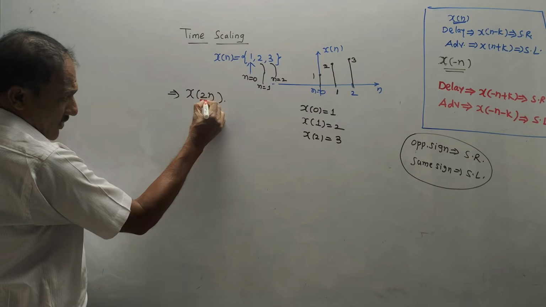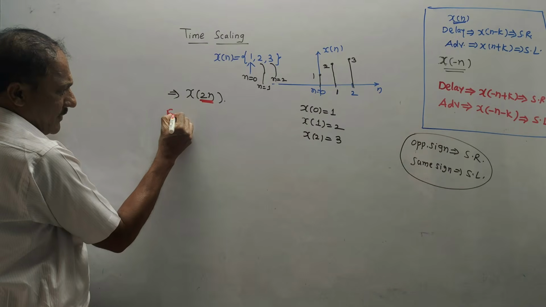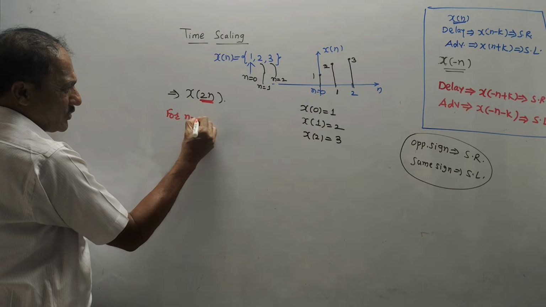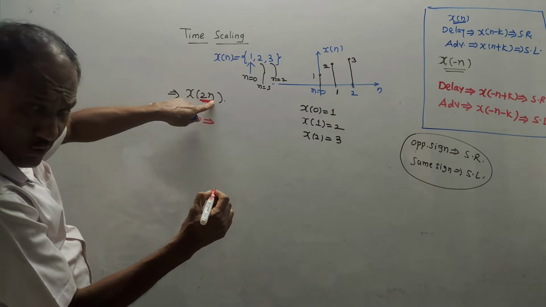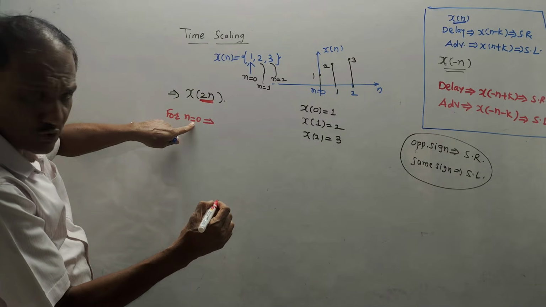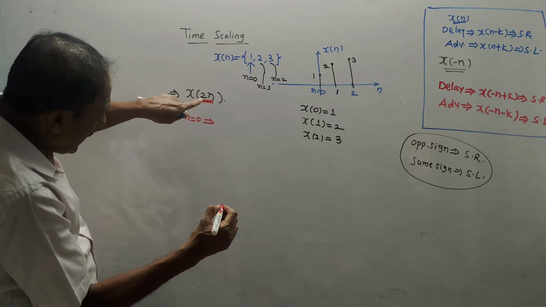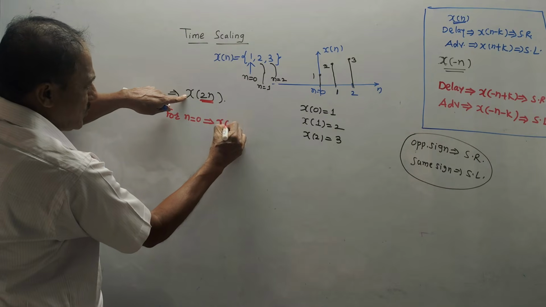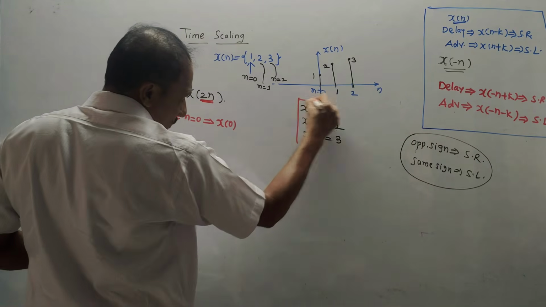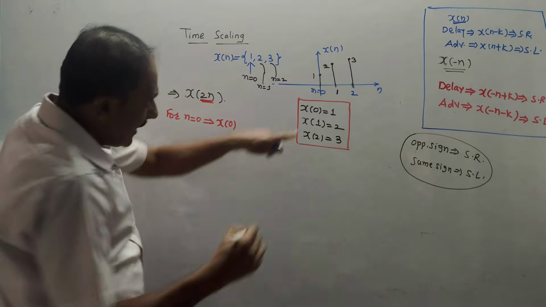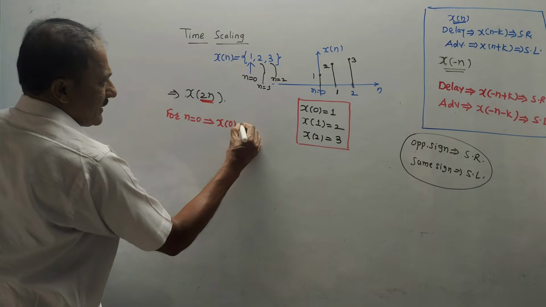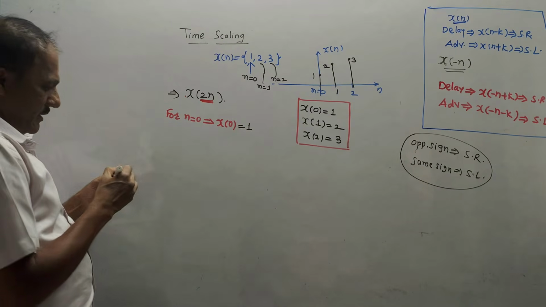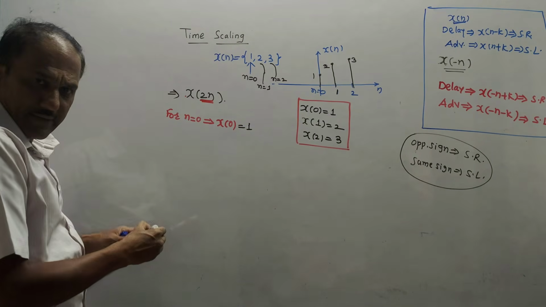In this equation, put the first value n equal to 0. The given equation is x of 2n. For this n, I want to put n equal to 0. So 0 into 2 becomes x of 0. This is the set which we are using as a reference. x of 0 is equal to 1. So the value of this is equal to 1. Same way, go on incrementing the values.